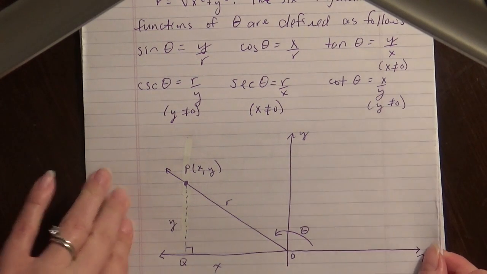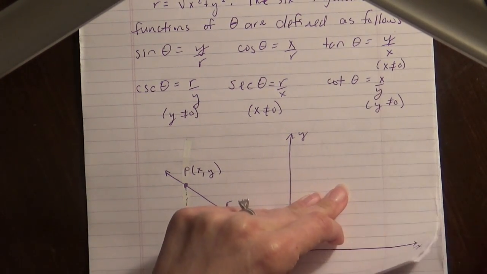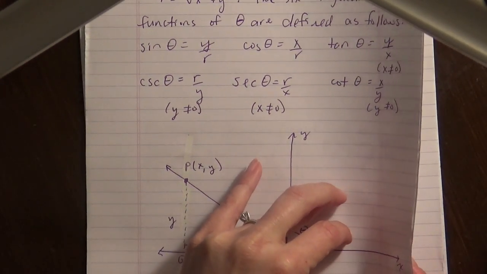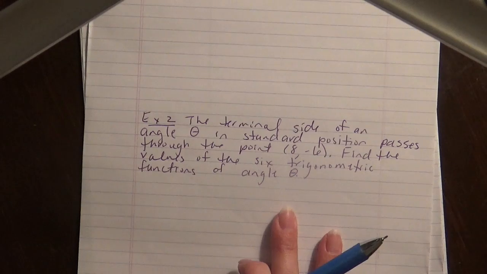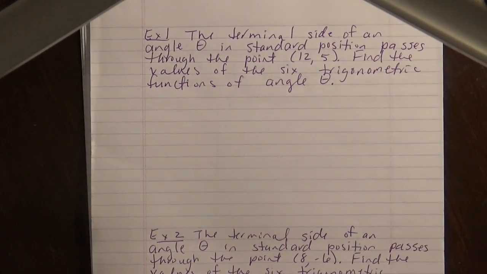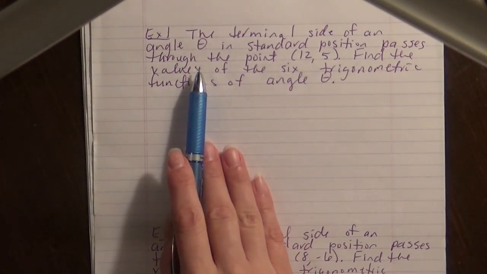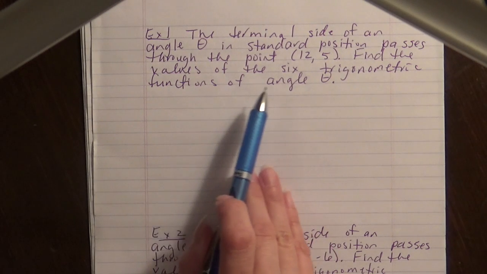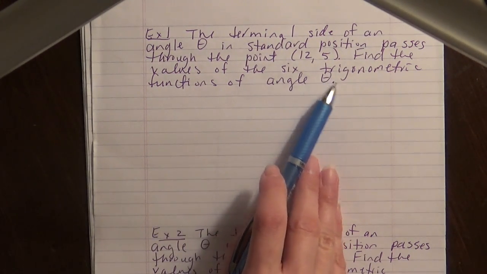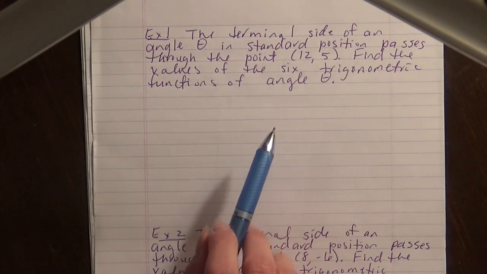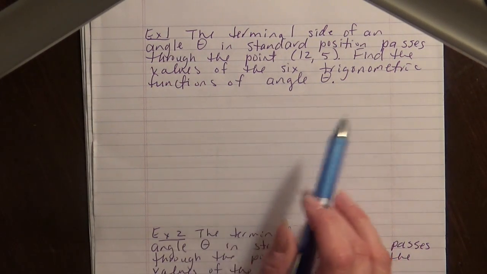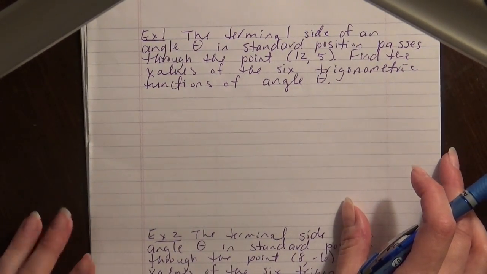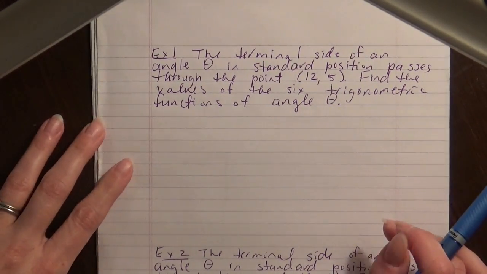Okay, let's go to page 2. So in example 1, we are told the terminal side of an angle theta in standard position passes through the point 12,5. Find the values of the 6 trigonometric functions of angle theta. So if you know your relationships, if you know how sine, cosine, tangent, etc. are defined, this is not a difficult problem to complete.